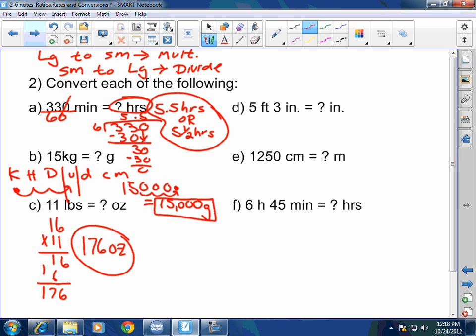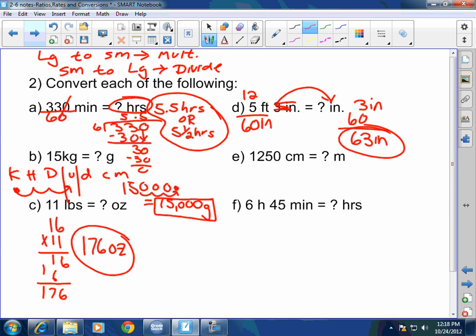Okay, 5 feet 3 inches, but I want it all in inches. What would you do immediately to just not confuse yourself? Okay, these inches, bring them over here. So don't worry about those. You already know you have 3 inches, right? Now I got to go from 5 feet to inches. Feet to inches, is that large to small or small to large? When I go large to small, do I multiply or divide? What's the conversion factor between feet and inches? 12. So 12 times 5 is 60 inches. Plus the 3 inches, you got 63 inches. Does that make sense, gentlemen?